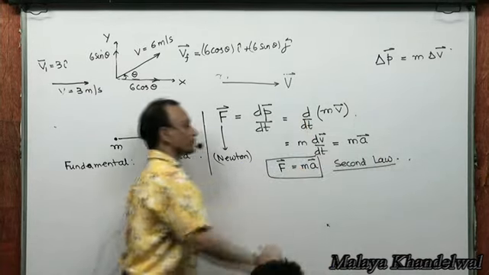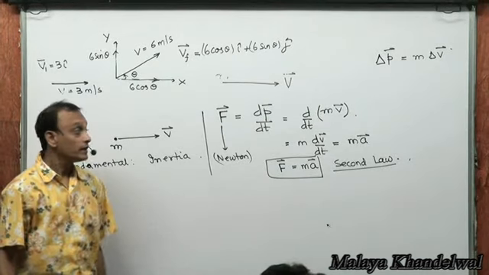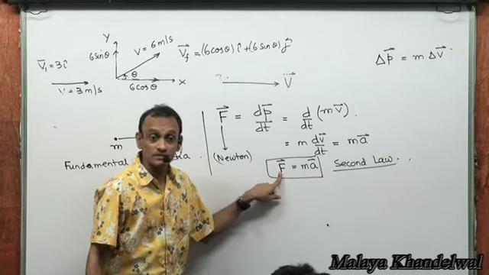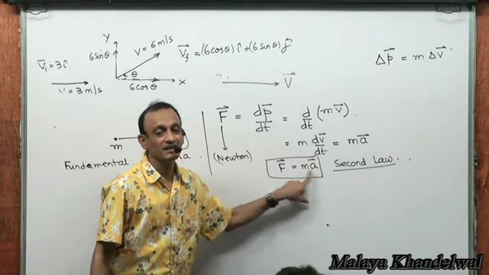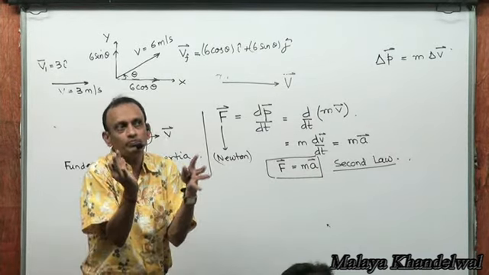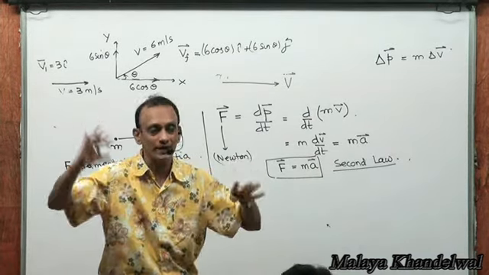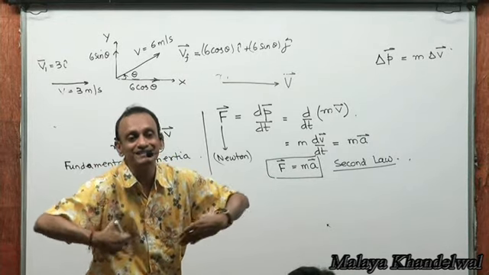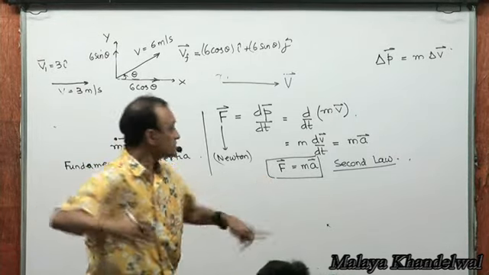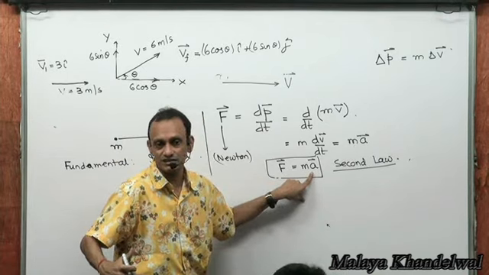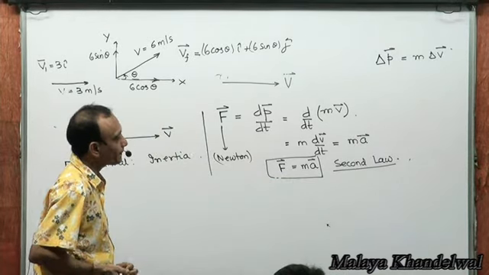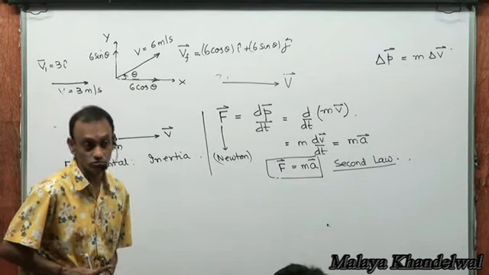That's the second law. Force acting on a particle. So this is the cause and this is the effect. F is a cause, and the cause of F could be very many. And what's the effect? The effect is the acceleration. This is the cause and this is the effect. So that's Newton's second law.